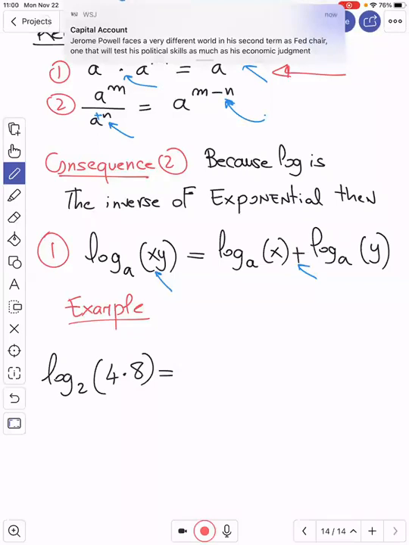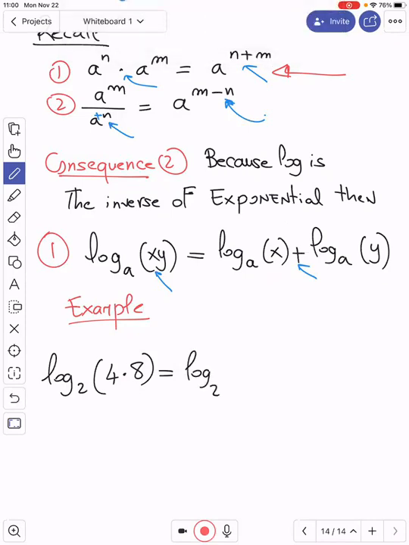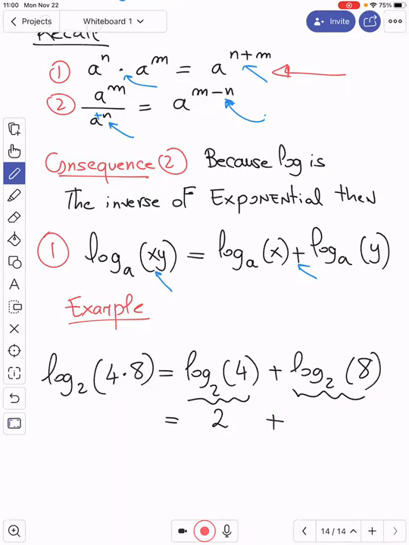Okay. So what we are saying here is that that will be log in base 2 of 4 plus log in base 2 of 8. Okay. So then log in base 2 of 4. So for which power of 2 are you going to get 4? That's 2, right? So this is 2 plus, and for which power of 2 are you going to get 8? Well, that's 3. So the answer is 2 plus 3. So the answer would be 5, right?